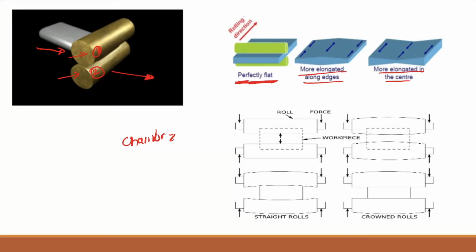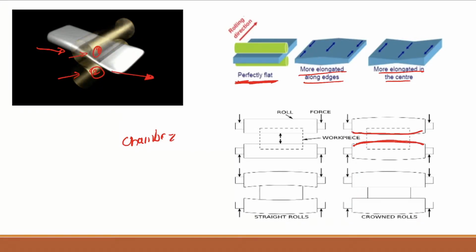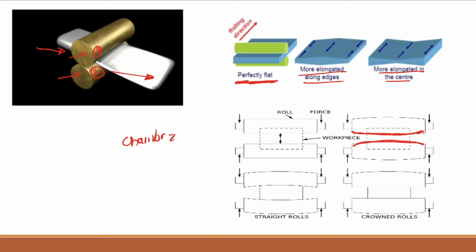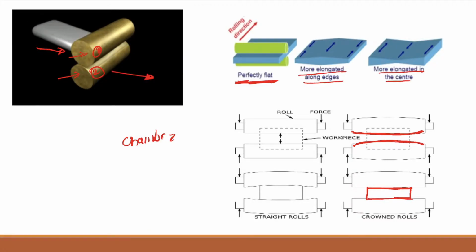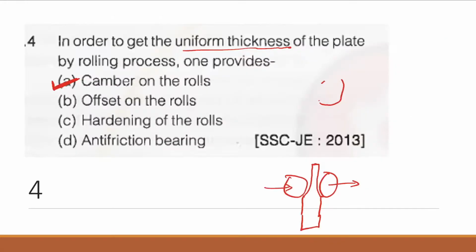Basically camber is like this. This is the camber, right? This curved die, and after application the required workpiece we get is flat, right? It is not elongated on the edges, it is completely flat, a perfectly flat workpiece as we get here. So this is because of the camber on the rolls. The correct answer is A here.